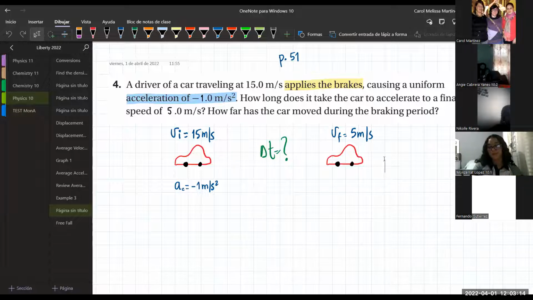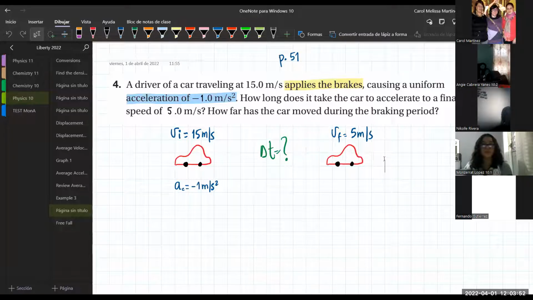And then it says, how far has the car moved? How far has the car moved? What else am I going to look for besides the time? Displacement. I'm going to look for displacement. Okay, so this topic from page 51 is actually velocity and displacement with constant acceleration. So we have a formula for both. To find the time, I can use one equation or the other, okay?